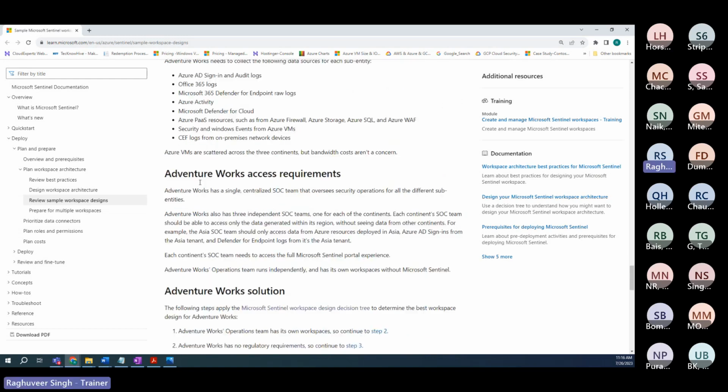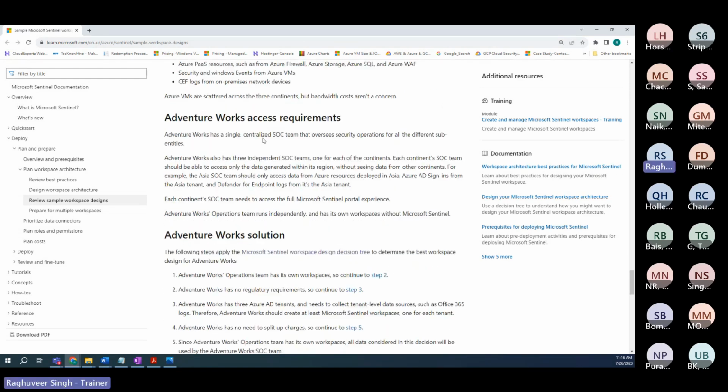All right, then comes access requirements. Since they have a centralized SOC team that oversees security operations for all different sub entities, AdventureWorks also has 3 independent SOC teams, 1 for each continent. Now they have a centralized SOC team and independent SOC teams for each continent. Each continent SOC team should be able, and this is what is expected, because you have Europe in the picture, it cannot happen that I sit in India and I manage Europe customers. No, this is not allowed. GDPR doesn't even allow this.